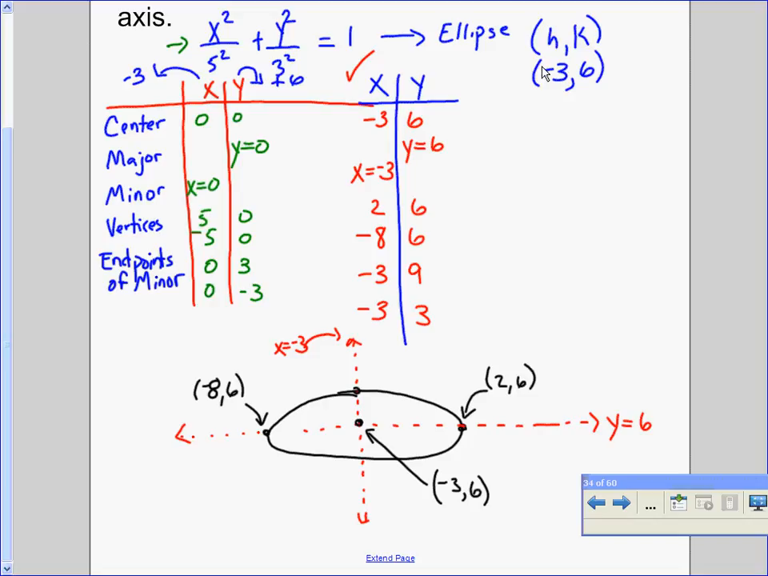And then we could go ahead and label these two also. That's going to be the point -3, 9, and this is going to be the point -3, 3. Okay, and then we have the sketch. And of course your center, your origin for your graph is going to be down and to the left of that, if you were to have graphed it.